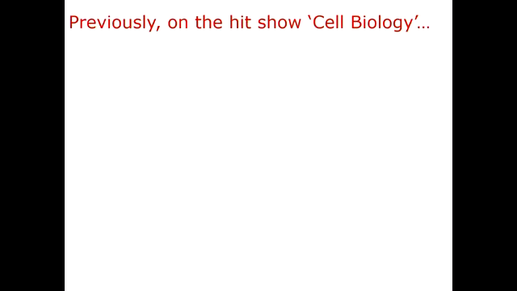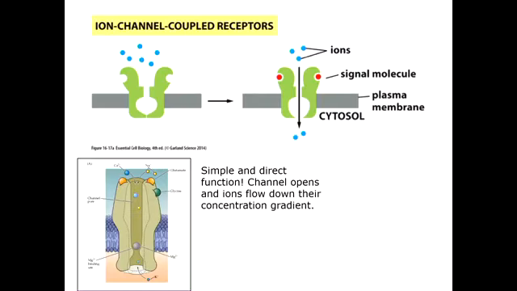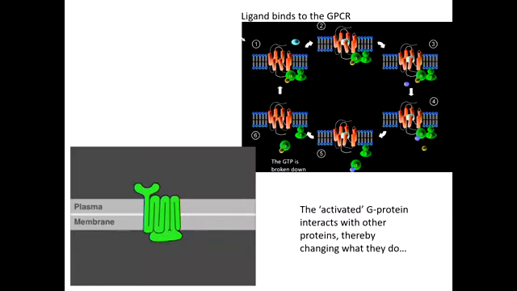All right, so again, my recap is perhaps a little bit redundant since I just gave you a recap, but previously on the HIT show, Cell Biology, we covered ion channel coupled receptors, GPCRs, and actually I'm going to play this movie for you again right now because we have time in today's lecture, and this concept is so complicated, I think another review doesn't hurt, so I'll go ahead and play that for you again right now.